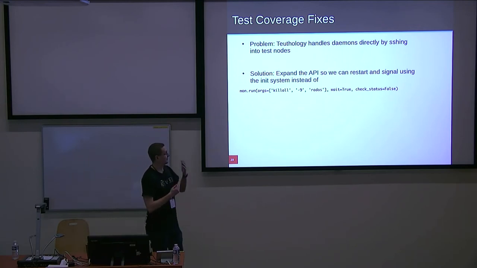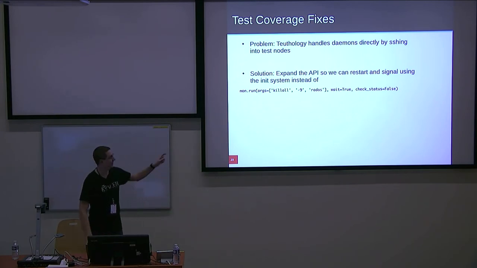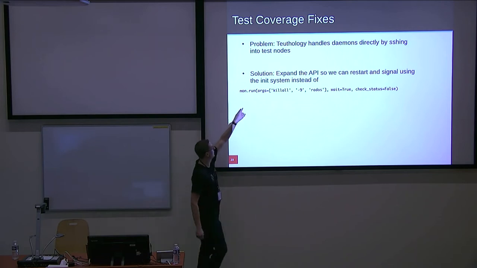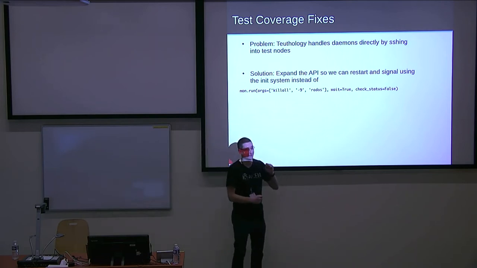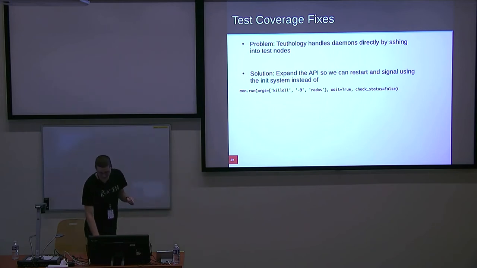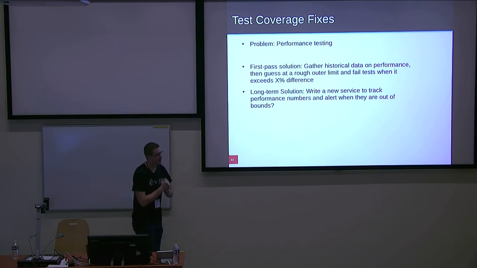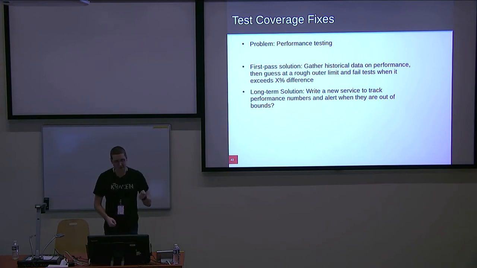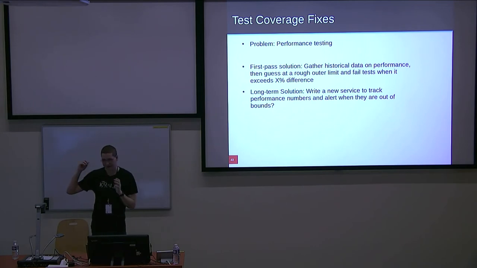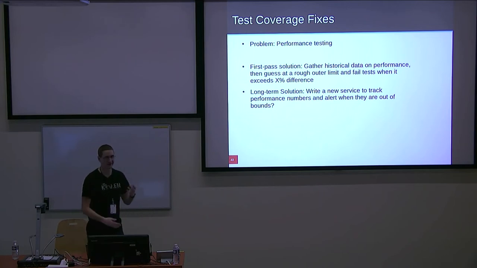We want to expand the API so that we can restart and signal using the init system instead of literally saying, hey, I want to go to the monitor node and run this killall -9 command, which is how a lot of stuff, not everything, but a lot of things happen right now. In terms of performance testing, for several months now, we've been gathering some historical data in our perf suite, and we want to start guessing at a rough limit for what is anomalous and fail tests when the times start taking too long. But even that's pretty primitive.